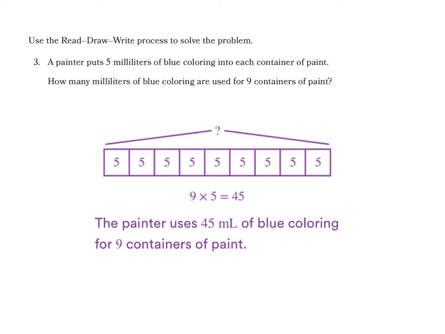All right, here we had 9 containers of paint. We can draw 5 in each box. Then we have 9 containers, so we need to draw a total of 9 boxes. So if we're trying to figure out how many milliliters of blue coloring we would have, it's 9 containers times 5 milliliters in each one. If we were to count by 5s, we end up with 45. So our sentence should be, the painter uses 45 milliliters of blue coloring for 9 containers of paint.